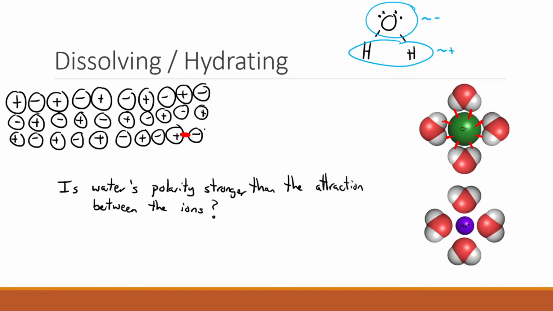So every time we look at an ionic substance and we want to know if it dissolves in water, we need to ask ourselves, is water's polarity stronger than the attraction between the ions? Is water strong enough to pull this ion away from the others? If it is, if the answer here is yes, the substance will dissolve. If the answer is no, if water isn't strong enough to pull this ion away, the substance will not dissolve. It won't interact with the water.